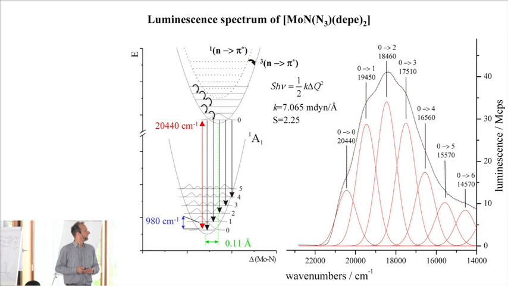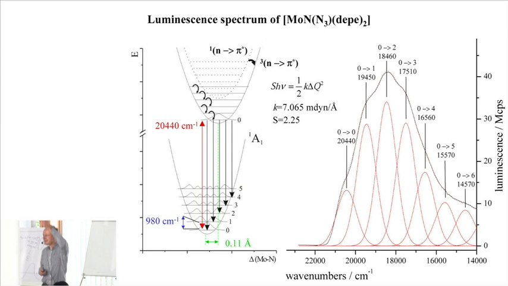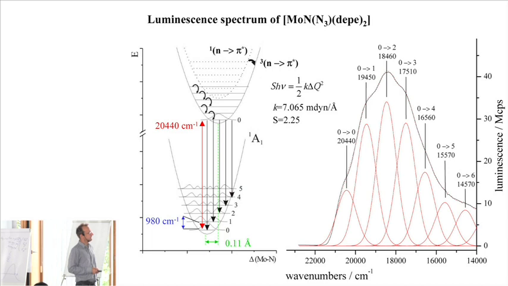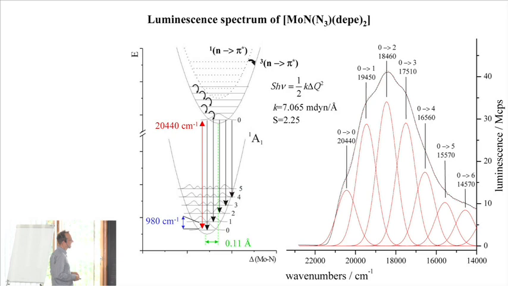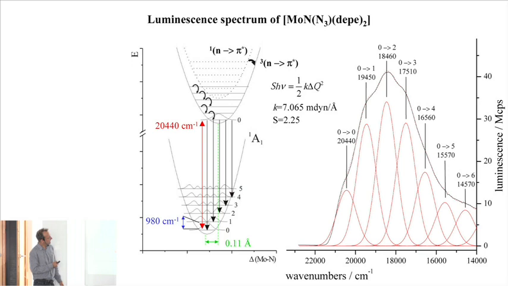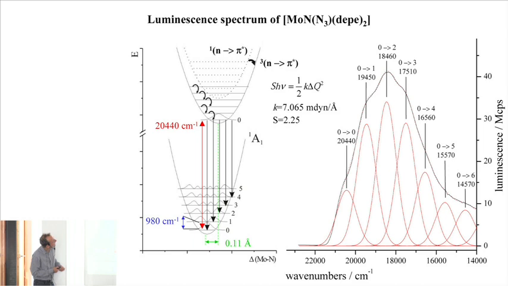And fortunately, we also got the luminescence spectrum of that complex, and it gives us the same transition, but as a transition from the excited state to the ground state. And you also see a progression, but in that case, the spacing between the individual vibronic transitions corresponds to the molybdenum-N stretching frequency in the ground state, which is 980 wave numbers. And from that you get a force constant of 7. And this gives the Huang-Rhys factor, which is the same as from absorption. And the delta Q is again 0.11 angstroms.